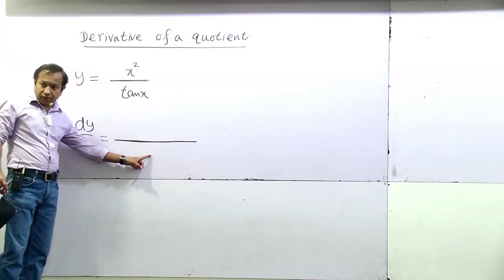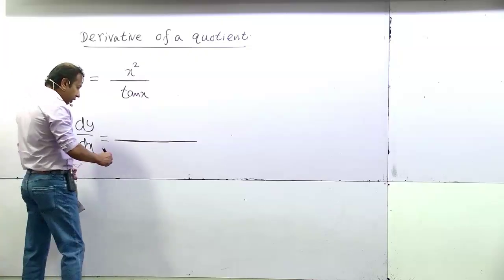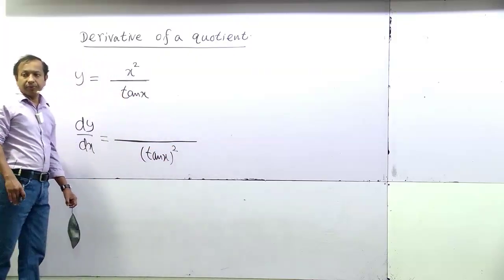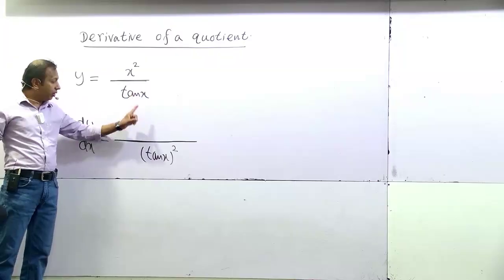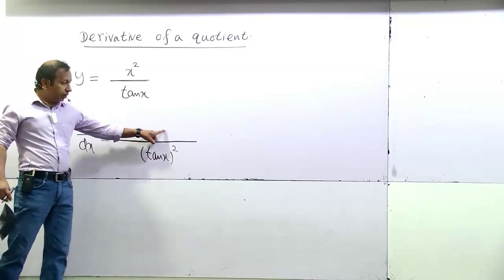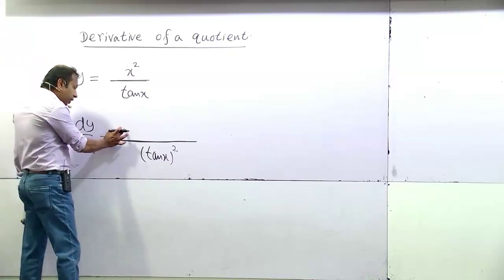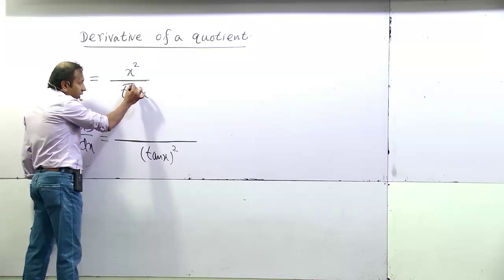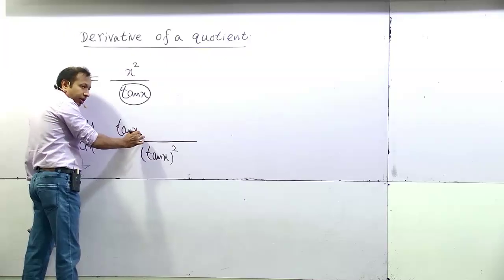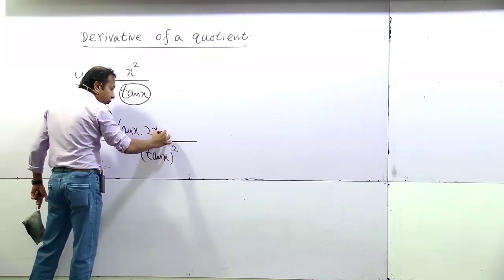To take the denominator of dy by dx, square the given denominator, tan x perfect square. First the given denominator we have to square, and that becomes the denominator of dy by dx. Now I will explain how to write the numerator. At the beginning of the numerator, we write this same denominator, and it is multiplied by the derivative of the numerator, 2x. Then we put a minus sign.